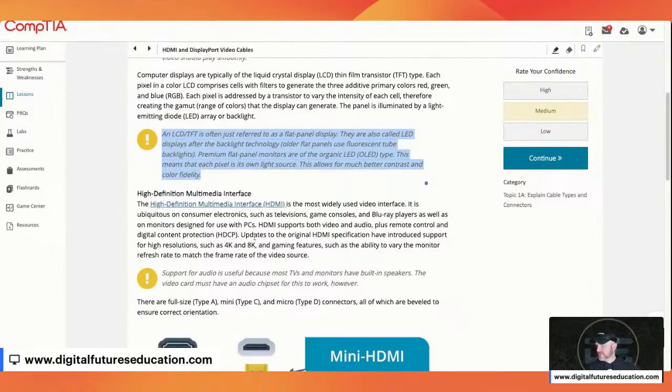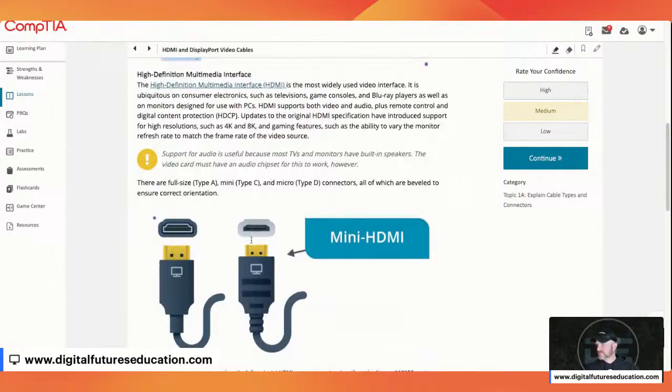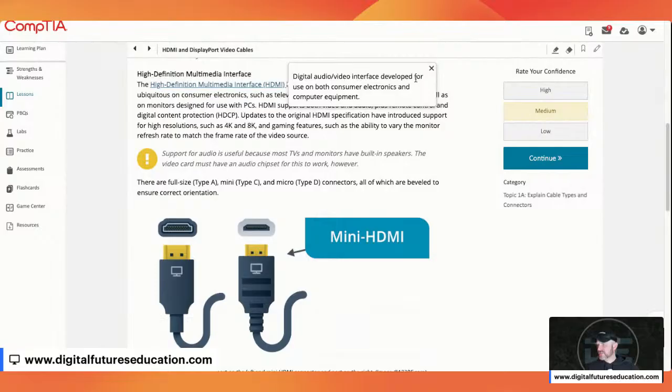High definition multimedia interface. The high definition multimedia interface, HDMI, the digital audio interface developed for use on both consumer electronics and computer equipment, is the most widely used video interface. It is ubiquitous on consumer electronics such as televisions, game consoles, and Blu-ray players, as well as monitors designed for use with PCs. HDMI supports both video and audio, plus remote control and digital content protection, HDCP.